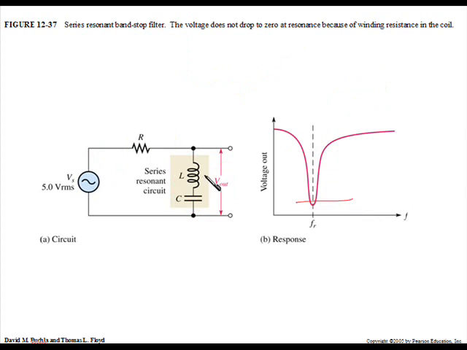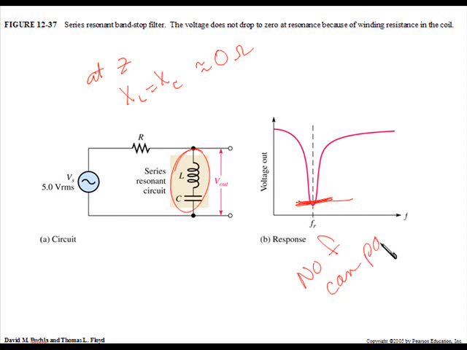Here you can see that at this impedance, XL and XC equal each other. So basically their net reactance is 0, and there's no output voltage there. So that's not letting any frequencies pass. So that's a band stop filter.